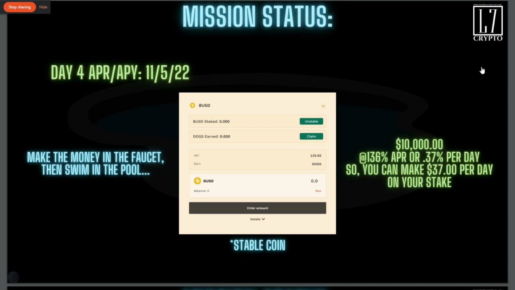So a good example, BUSD. You deposit your BUSD, you're going to earn dogs in here. Then, of course, your circle of prosperity goes from that point on. But a $10,000 investment into the BUSD pool at 136% APR is like 0.37% per day. So on a $10,000 investment, you're talking $37 a day or $1,100 a month just from one pool. So you can hit your financial goal or your fire numbers just by being in the right pool.